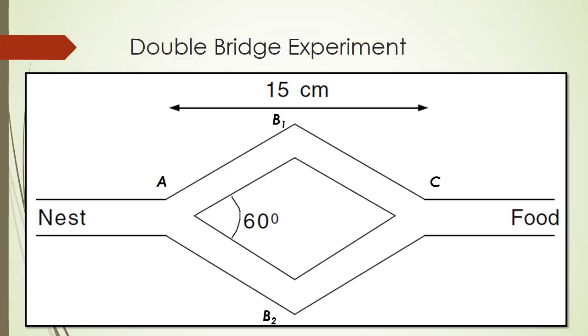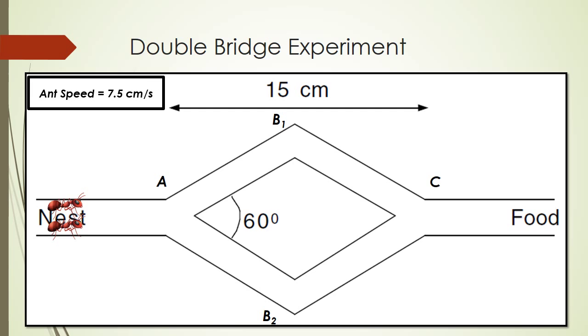So the first phase of the double bridge experiment involves two branches of equal length, connecting the nest and the food source. So ants enter the trail, and we're going to assume that the ant speed in this case is 7.5 centimeters per second. So it's a pretty fast ant, but it makes the math work out a little cleaner. So the ants arrive at point A at time 0 seconds.